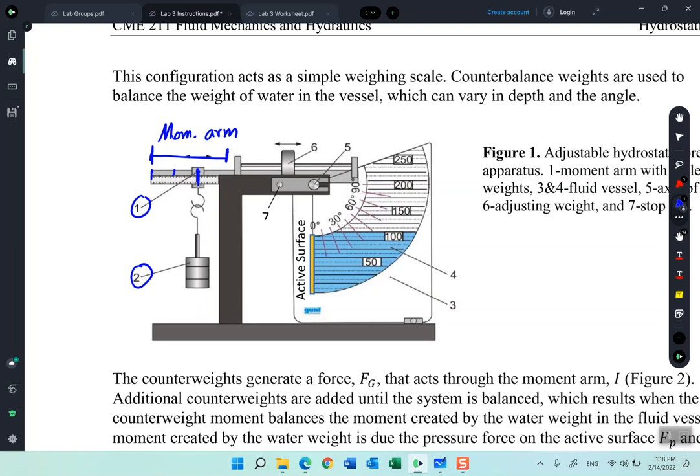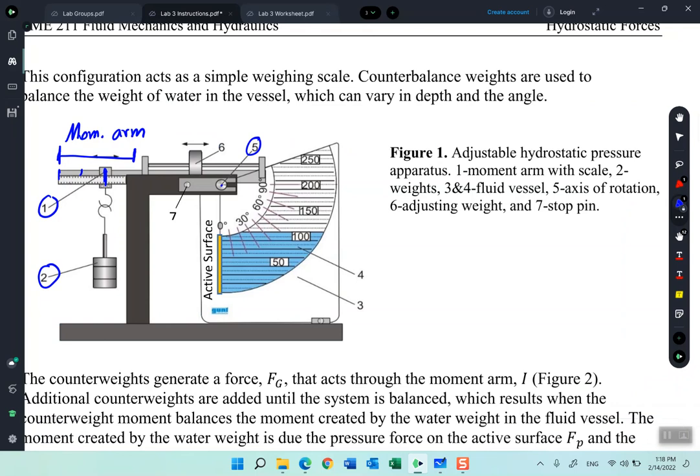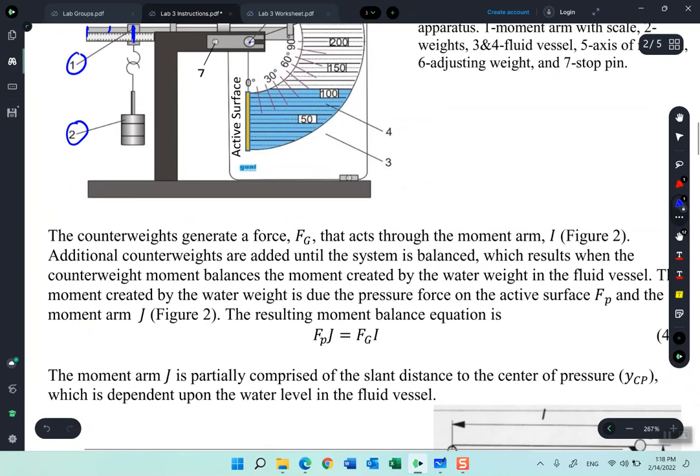And the fifth point is the rotational point, or the rotational axis. Why do we call that the rotational axis? Because, of course, the equipment can rotate. So it rotates on this point, so we call that the rotational axis. The last thing, which is very specific, and you can see that from very far, is point number 7, which is the stop pin. So I will leave that for the second part, okay? Just to save your time.